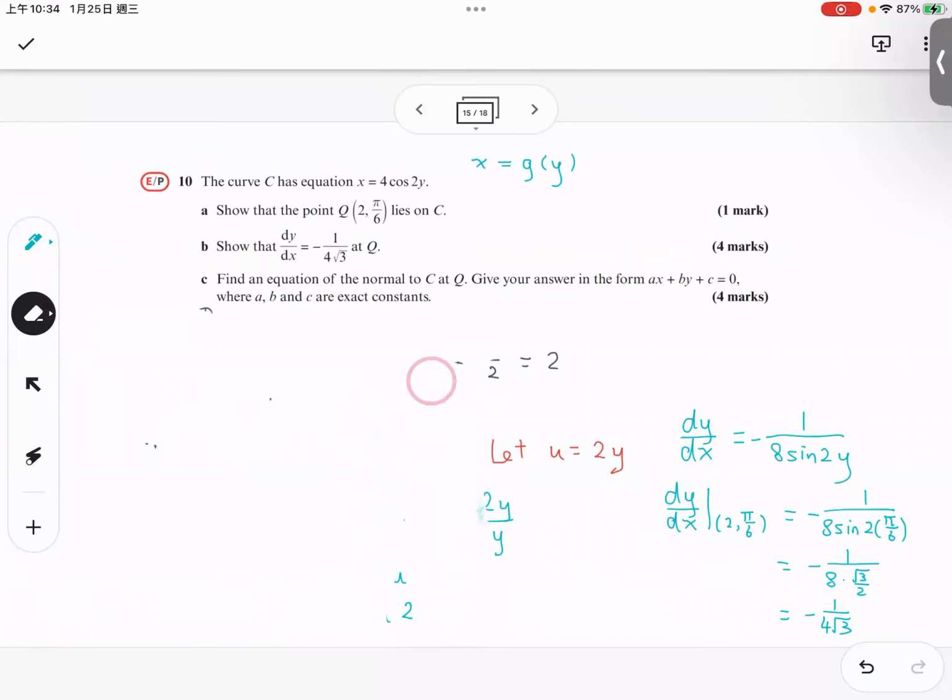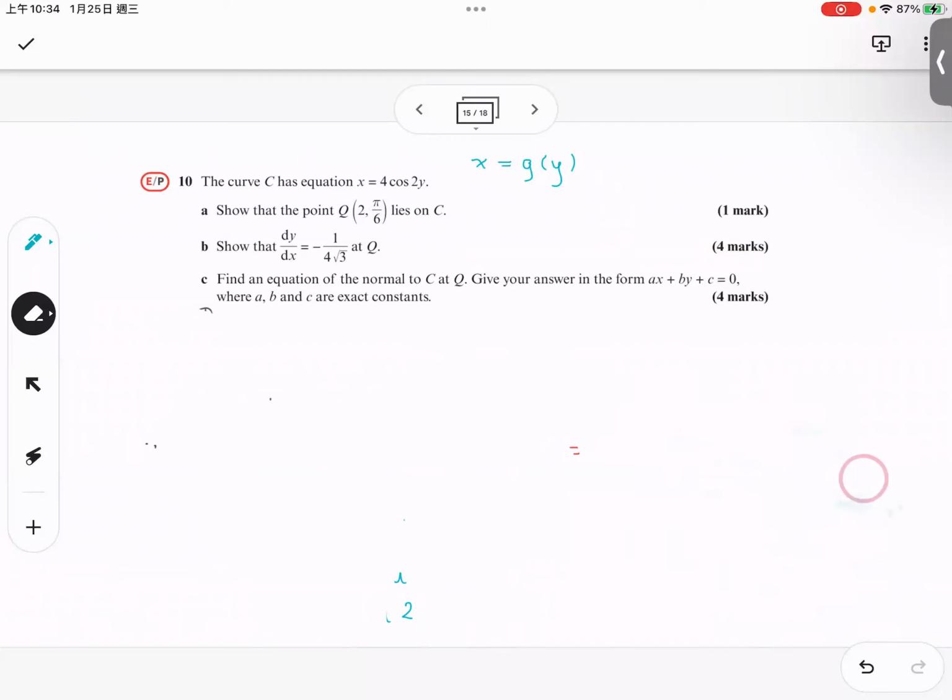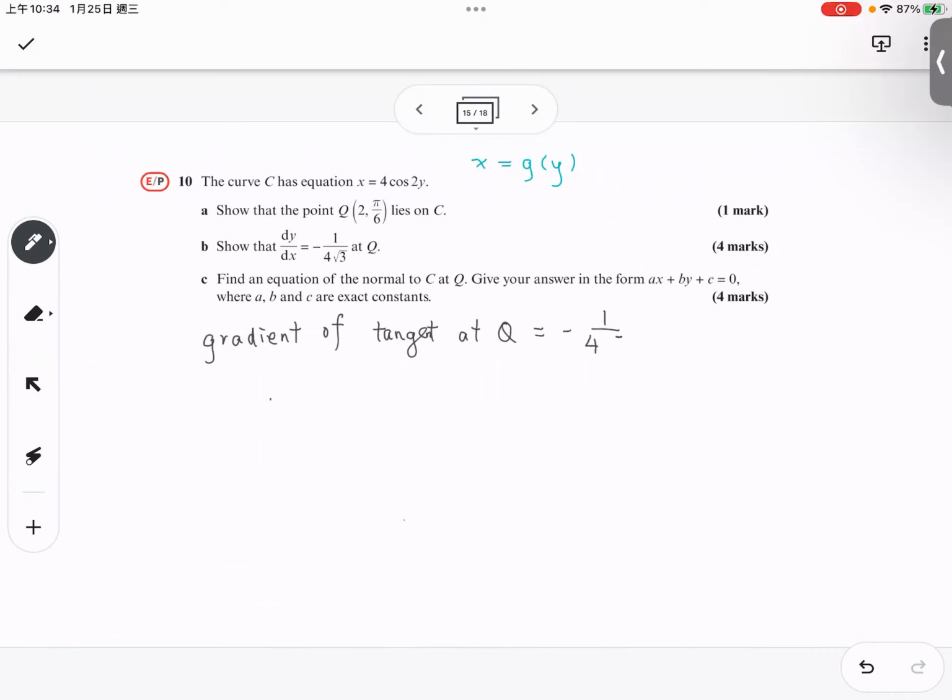For part C, we are going to find the equation of the normal. This time, you know that we have the gradient of the tangent at Q, which is equal to negative 1 over 4 square root 3. Because they are perpendicular, the gradient of the normal will be the negative reciprocal. So the gradient of the normal at Q is just 4 square root 3.